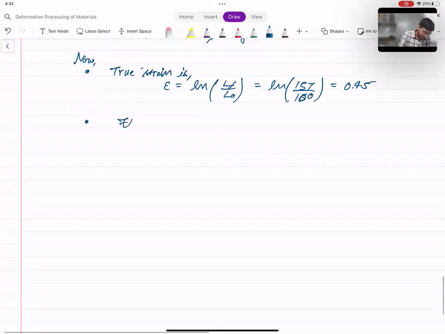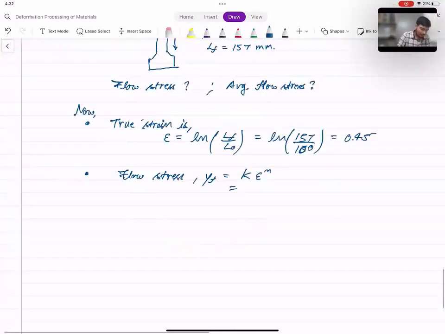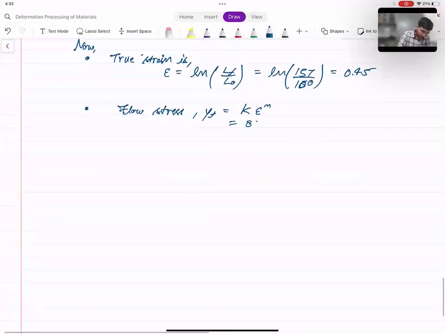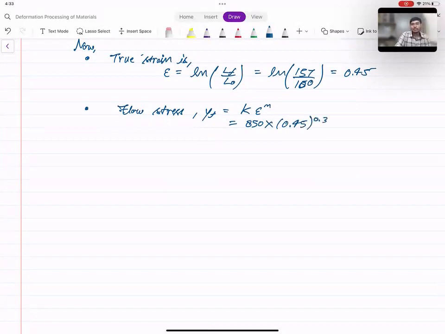Therefore, flow stress here will be K epsilon to power n. Okay. So if we substitute the value, K here was 850, epsilon comes out to be 0.45 and n is 0.3. So upon calculating, we get this as 669 megapascals.